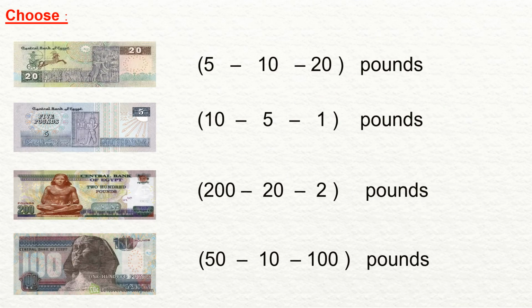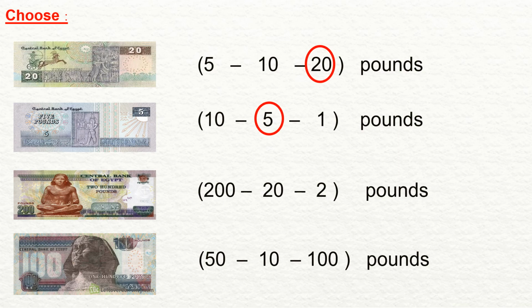Now let's choose the correct answer. The first paper, we can find number 20 on it. So its value is what? Its value is 20 pounds or 20 LE. So we will choose 20. The second one, we can find on paper number 5. So its value is what? Its value is 5 pounds. So we will choose 5.